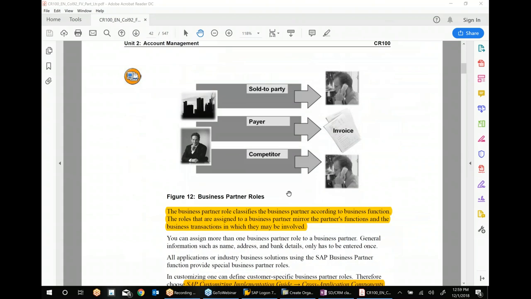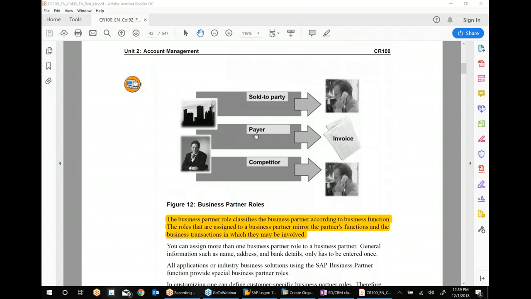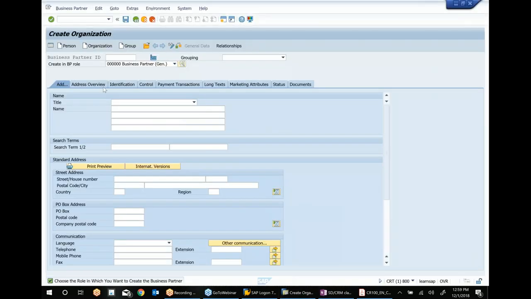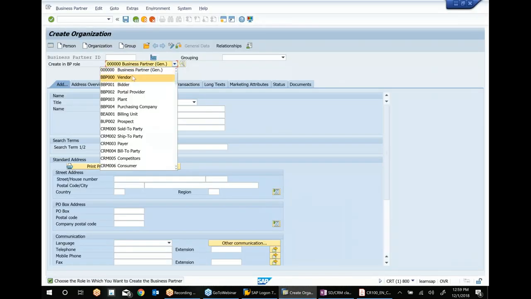There is also a concept. So business partner role we talked about: sold to party, shipped to party, billed to party, payer, supplier, vendor, competitor. You can define different kinds of roles. So you cannot configure category, but business partner role you can configure. You can define as many roles as you want. Standard SAP has different roles. So we see here you have all these different roles and you can create your own.